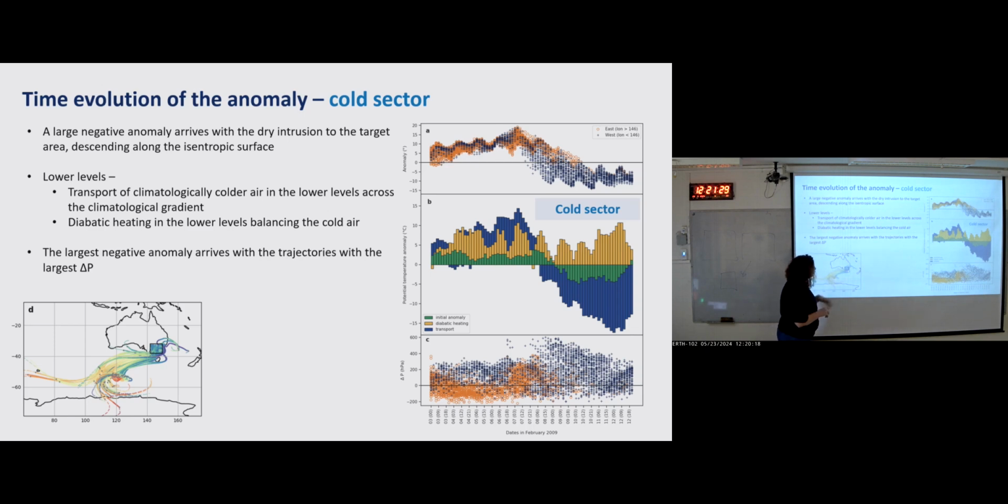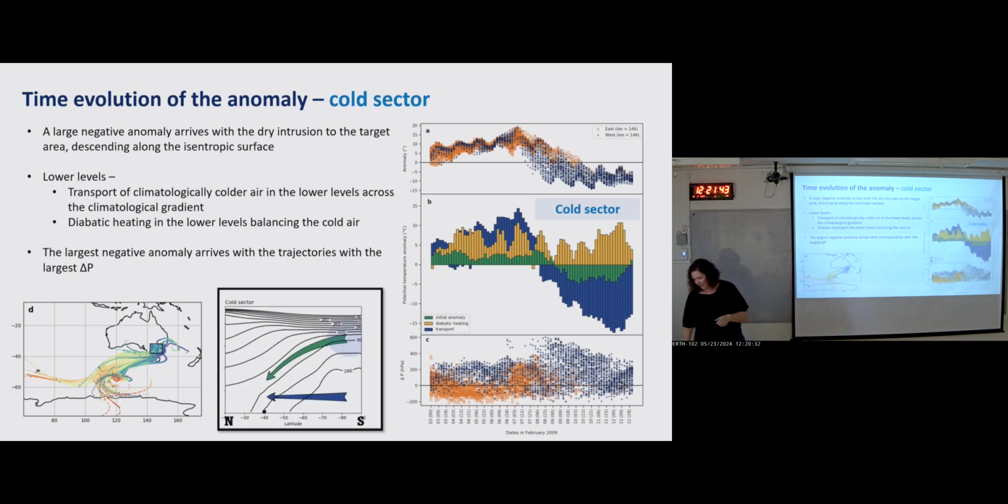The reason is because we're looking at potential temperature, and dry intrusions are mostly advected along isentropic surfaces, along equal potential temperature surfaces, so what we mostly see is just the anomaly from the climatology. Everything else doesn't really change. If we put that in a schematic diagram, a north-south cross-section along the climatology, we would get something like this. We have this low-level flow that's being warmed as it goes, so it's very cold air that's being warmed as it goes towards Australia, and we have this cold anomaly that's being advected towards the surface, increasing the cold anomaly that's already arriving to the area.